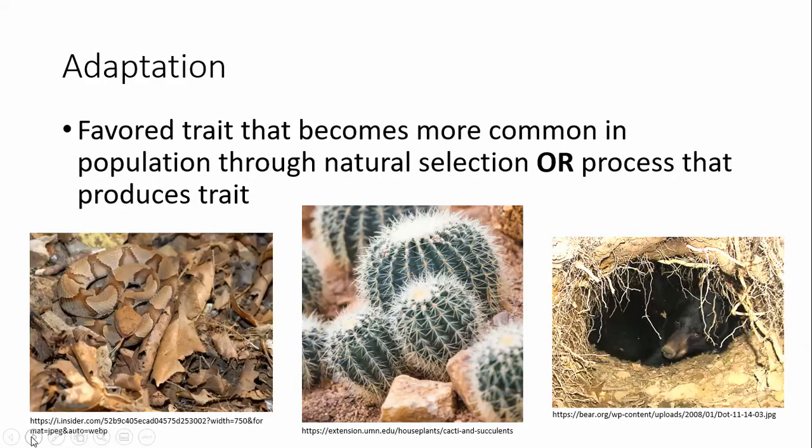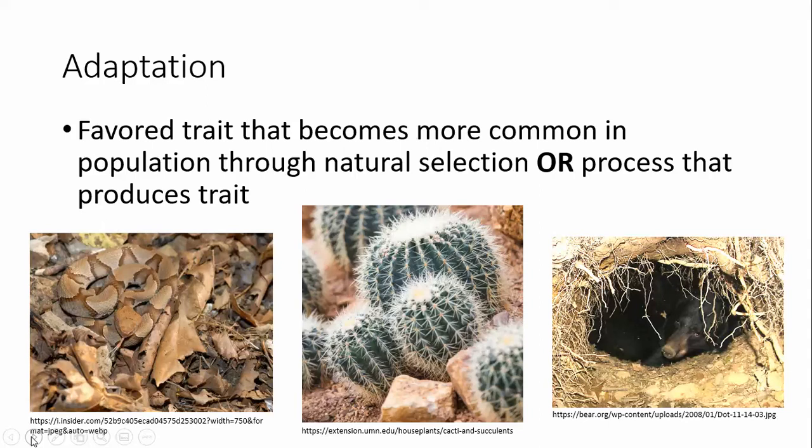And then this favored trait that ends up giving an advantage in an environment can become more common in the population. We can call this an adaptation. An adaptation has 2 meanings. It can either be that favored trait or it can be the process of producing that trait.